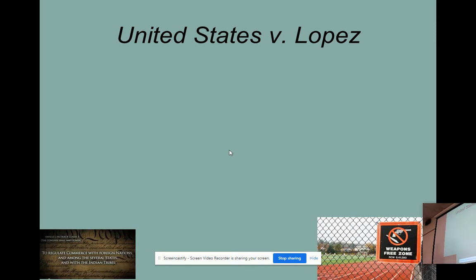So what is the constitutional question? Very good. Does Congress have the constitutional power? Is it a power given to Congress to pass the Gun Free School Zone Act? If it's not, what happens to the law? It's invalidated. It's one of those examples of judicial review, the Supreme Court striking down a law passed by Congress.